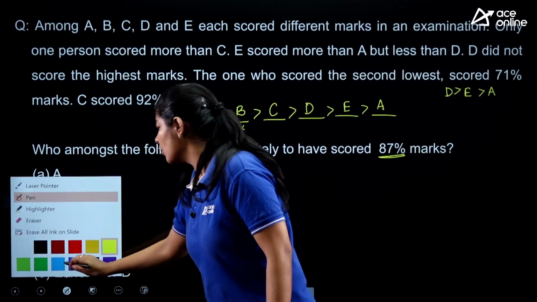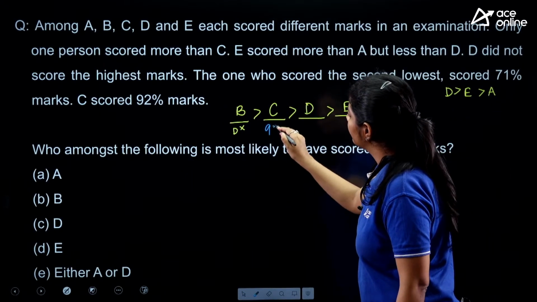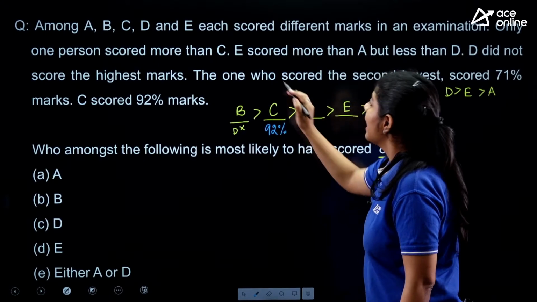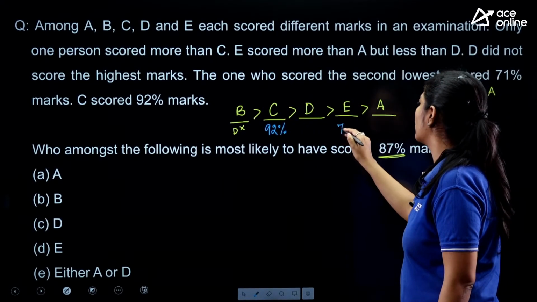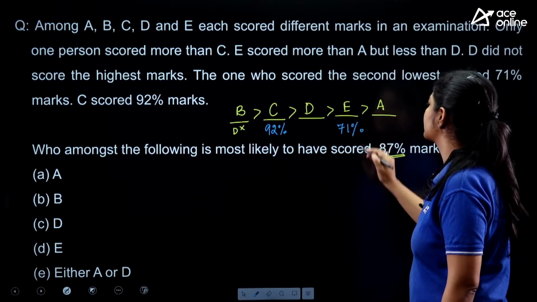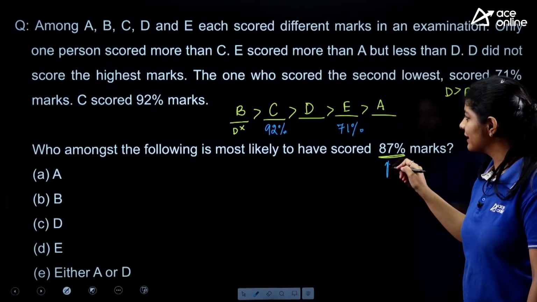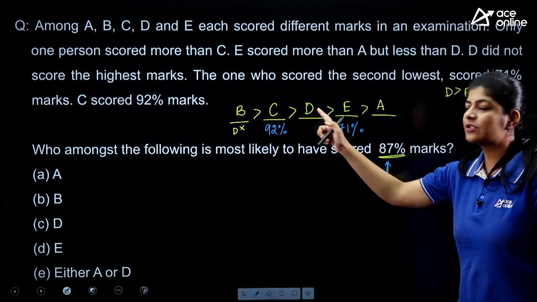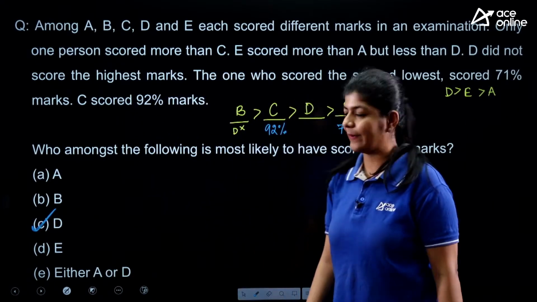Now the question is also saying that C secured 92% marks, right? And the one who scored the second lowest, that means E, he secured 71% marks. Now we need to determine who is most likely to score 87, that means it will lie in between these two, and that is nothing but D. Option number C is the correct one.